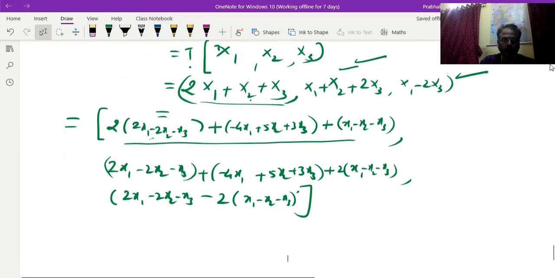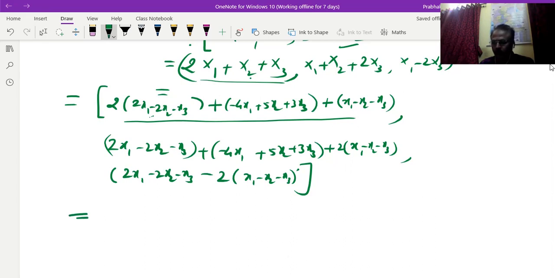Now I have to show what happens to this. 2 into 2, 4x1 minus 4x1 cancelled. 1x1 remains. So again, 1x1 is remaining. 2x1 minus 4x1, then this 2x1, this 2x1 gives 0. So only x1 remains. So this becomes x1. Similarly, you can very easily check that this becomes x1, x2, x3.